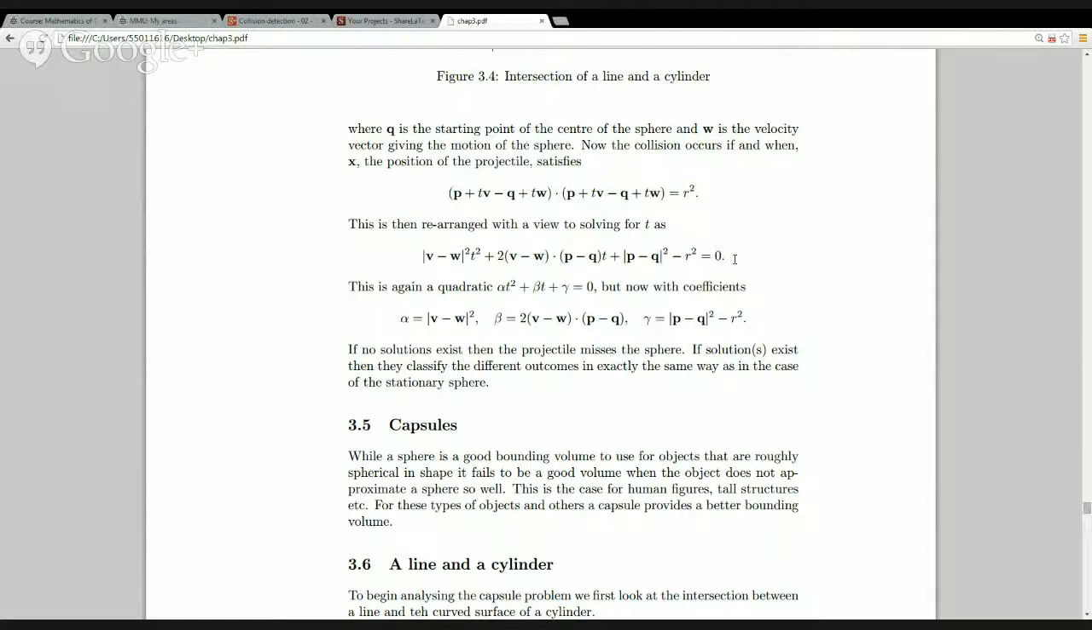Now before, we just had the magnitude squared of the velocity of the projectile as the coefficient of t squared. Now we've got this new coefficient, which is the square of the magnitude of v minus w. The v minus w has a natural interpretation. V minus w is the velocity vector of the projectile after the origin, the frame of reference, has been attached to the moving sphere.